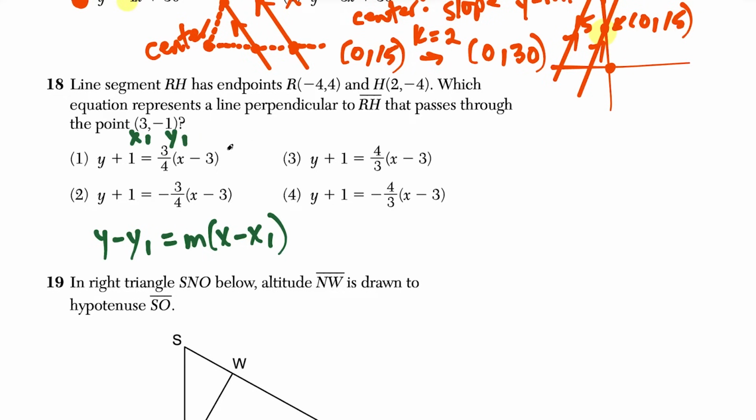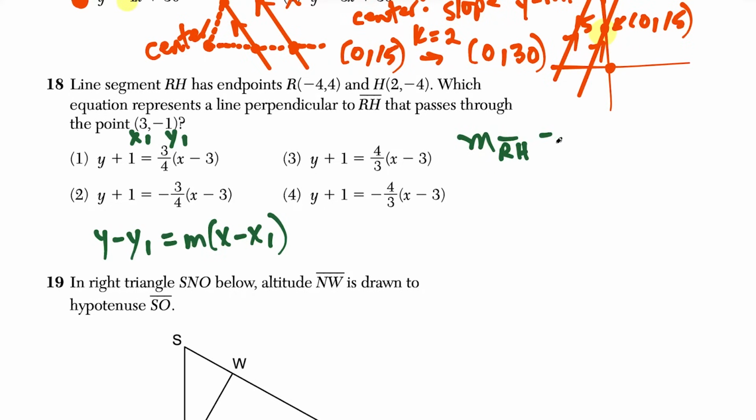And notice that all of the answer choices use those x1, y1 coordinates. So we have y minus -1 becomes y plus 1, and then x minus 3. That's what all of the answer choices have in common. What makes them all different is the slope involved. So here, if we're talking about line segment RH with these endpoints, the first thing we should do is find the slope of line segment RH.